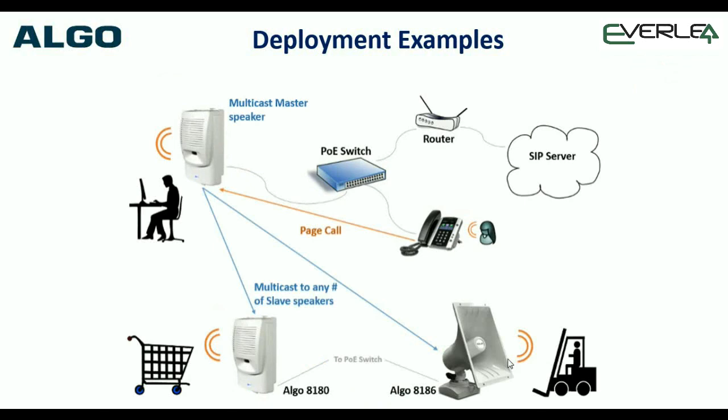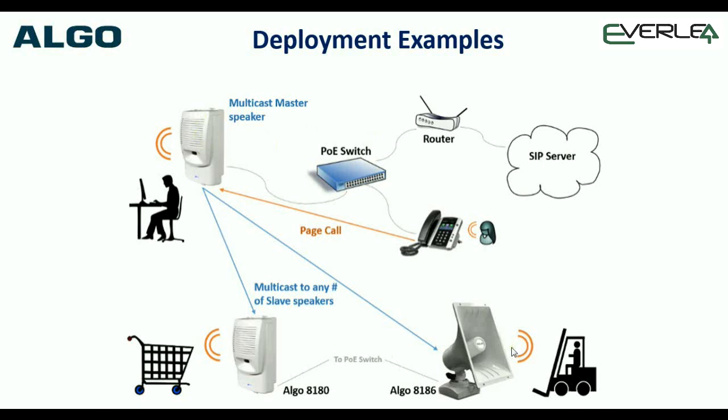Multicast: if we've got a SIP server in the cloud, for example, on this stage, we've got a router going through the PoE, we've got a multicast master speaker, and he's paging from a local call. The local call has dialed the SIP number, it's gone through the switching of the SIP server to the master, and now we're paging off to the various devices.